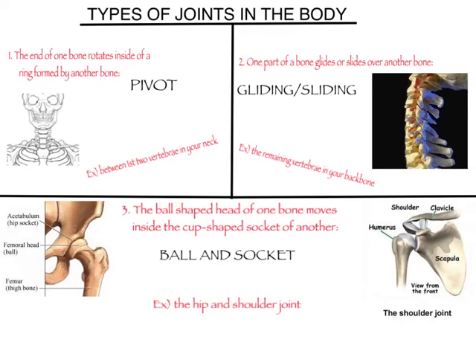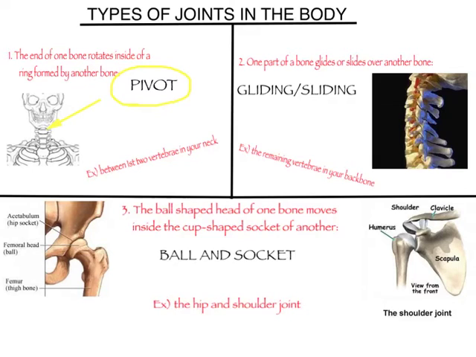We have 6 different types of joints that we're going to discuss in this class. Now the first one, as you can see here on number 1, is when the end of one bone rotates inside of a ring formed by another bone. And this type of joint is a pivot joint. An example of that is the first 2 vertebrae in your neck. That allows your neck to go side to side and up and down.